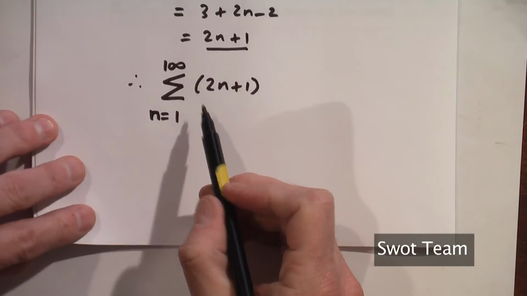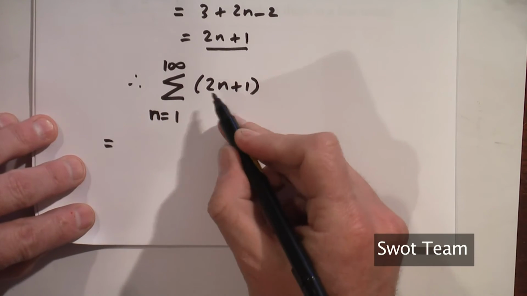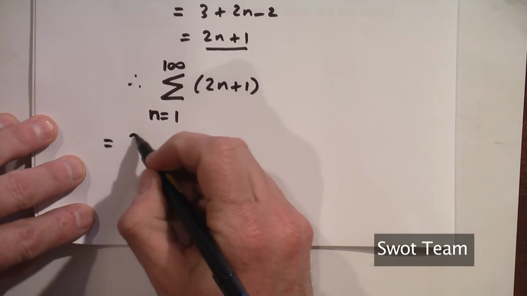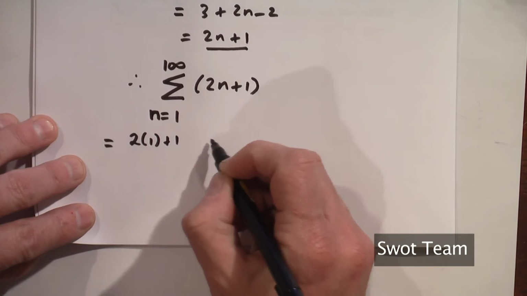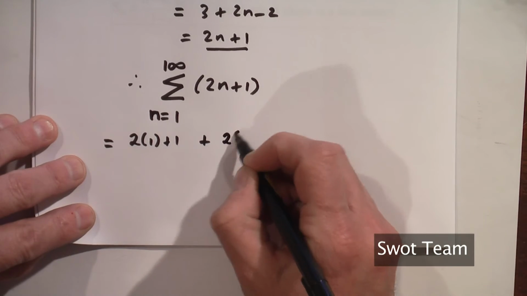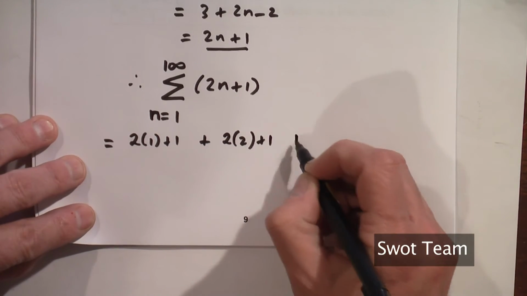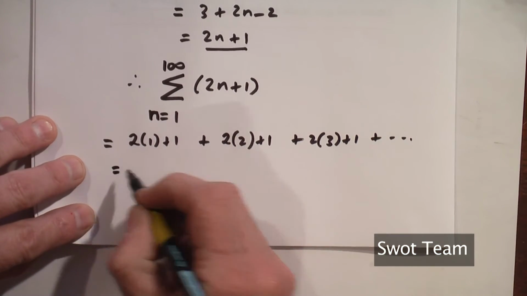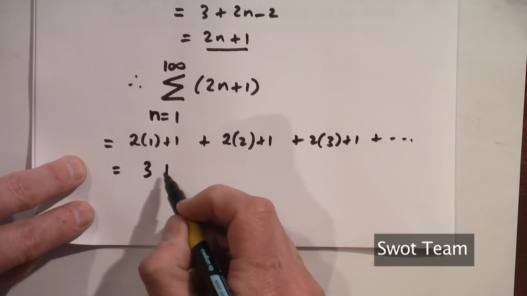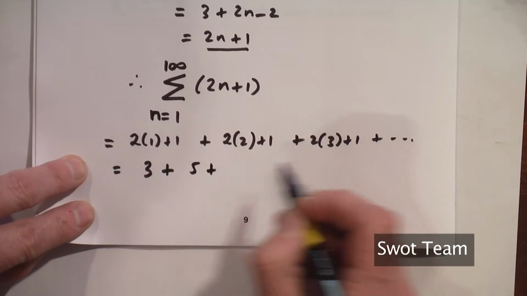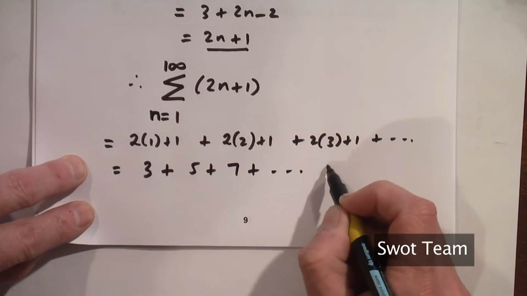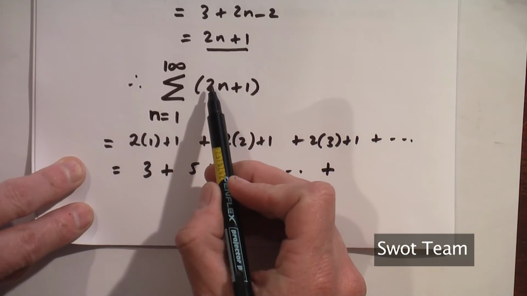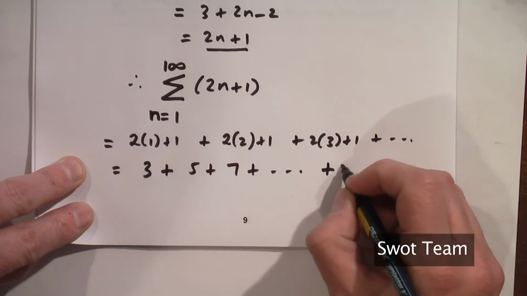Now let's verify to see if we're right. Let's see if this actually works. Well, if that is your sigma, let's sub in. We'll put 1 into there. 2 times 1 plus 1, plus 2 times 2 plus 1, plus 2 times 3 plus 1, going on. What does this give us? It gives us 3 plus 5 plus 7 going on. And what would the last term be? Well, think about it. 2 times 100, 200, plus 1 is 201.